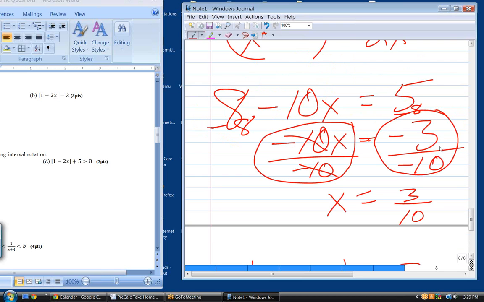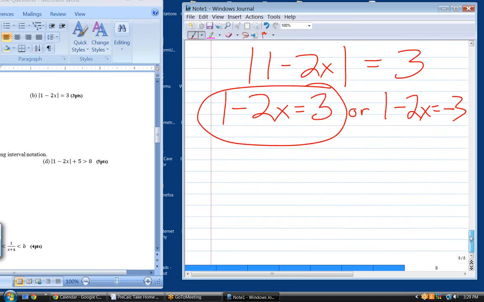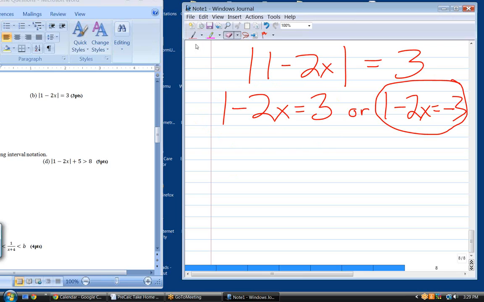And the reason I wrote them horizontally was because you now generally solve equations by going down. So let's go down. Solve the left equation. 1 minus 2x equals 3. What does that give you?